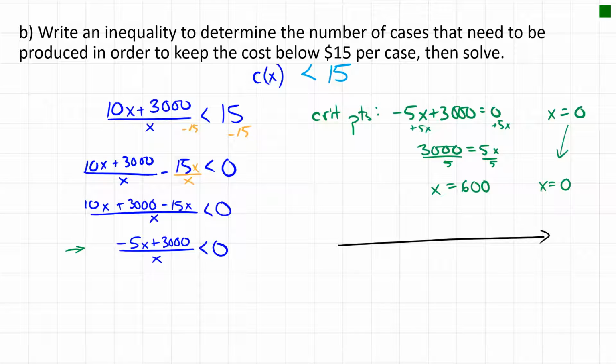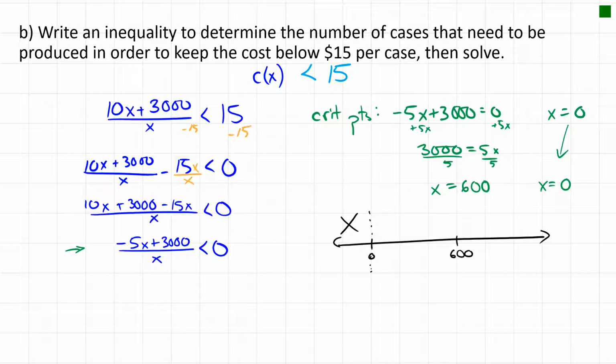So I put my number line down and we go 0 and 600. We could go ahead and pick some test points on the left hand side of 0, but there's really no point. We know that we can't have negative numbers of cases. We can't produce less than 0 cases. So I'm going to go ahead and just X out the left of 0 already. It just doesn't make sense with the context of the problem.